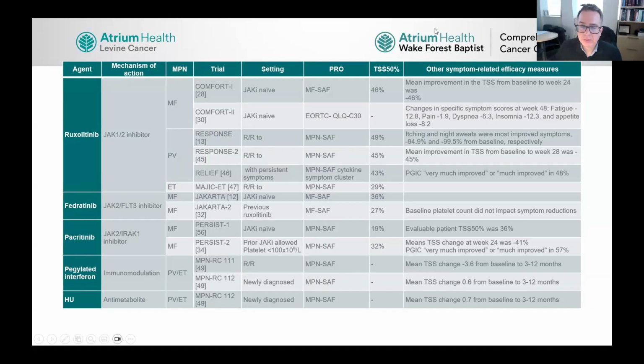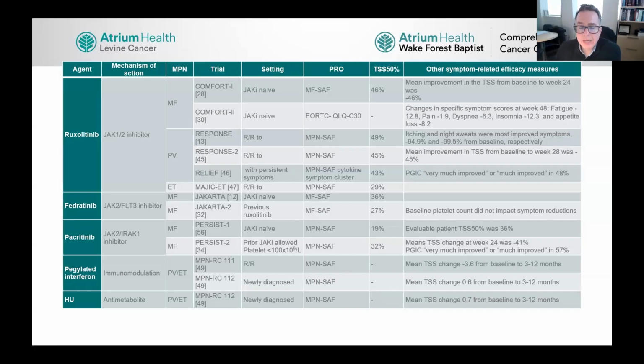So we use these tools and we use what's called the total symptom score, the calculation from these tools, to then demonstrate whether there is a 50% reduction in TSS. We look at the percentage of patients that achieve a 50% reduction in total symptom score as a measure of success, that the drug is having a beneficial effect on that patient.